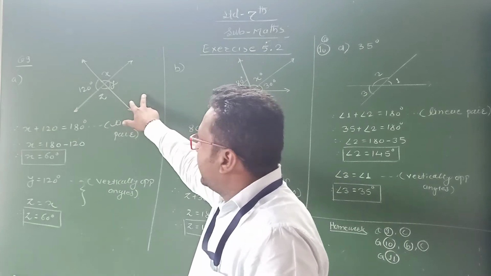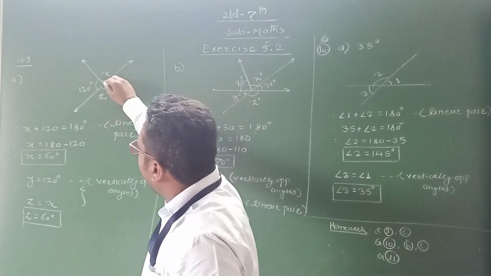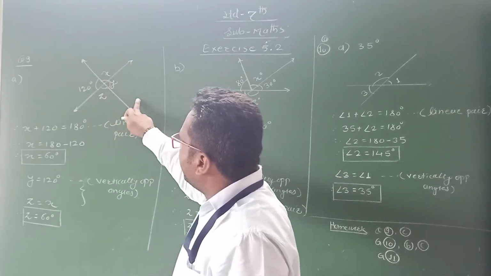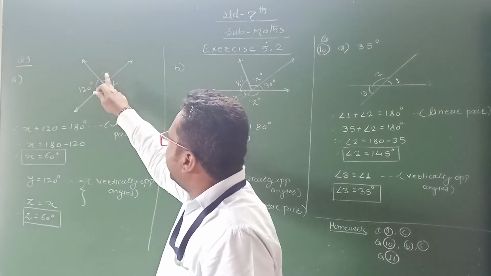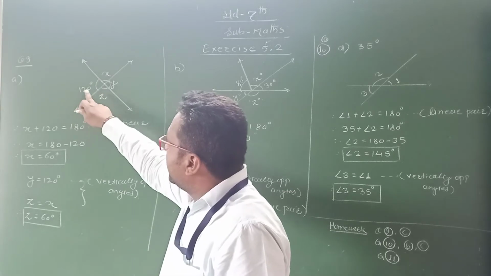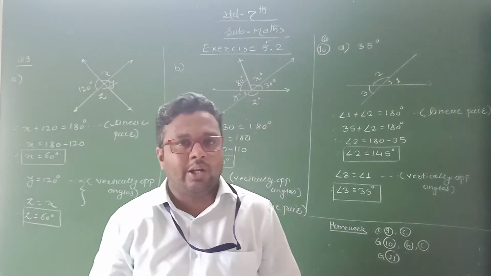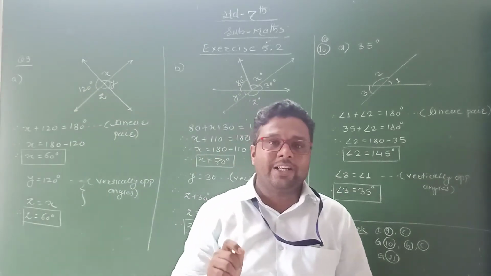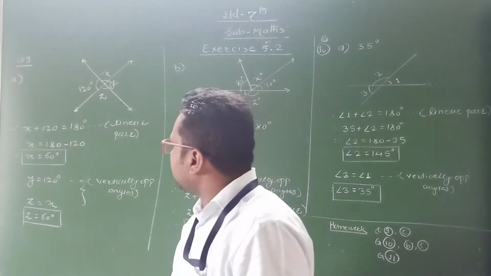Figure is given like that. Two lines intersecting at this point. Okay. Now angles are formed. This angle is given x, this is y, this is z, and this angle is given 120 degrees. Using this angle here we have to find out the value of angle x, y, and z.